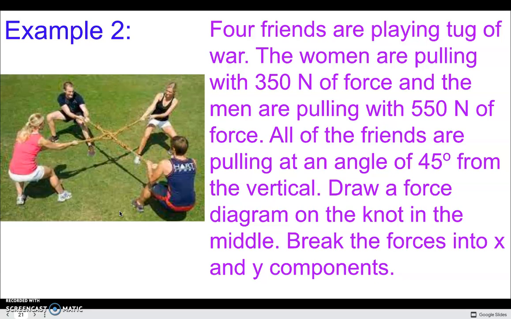Okay, so 4 friends are playing tug of war. The women are pulling with 350 newtons of force, and the men are pulling with 550 newtons of force. All of the friends are pulling at an angle of 45 degrees from the vertical. Draw a force diagram on the knot in the middle. Break the forces into x and y components.